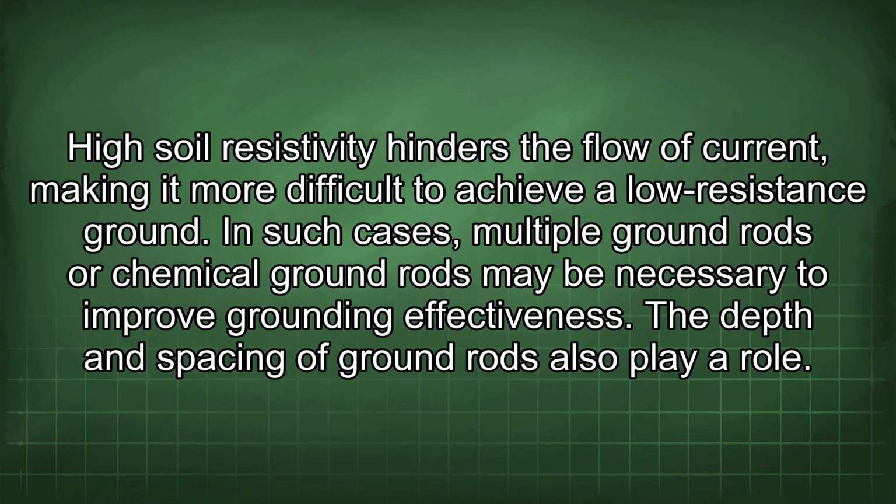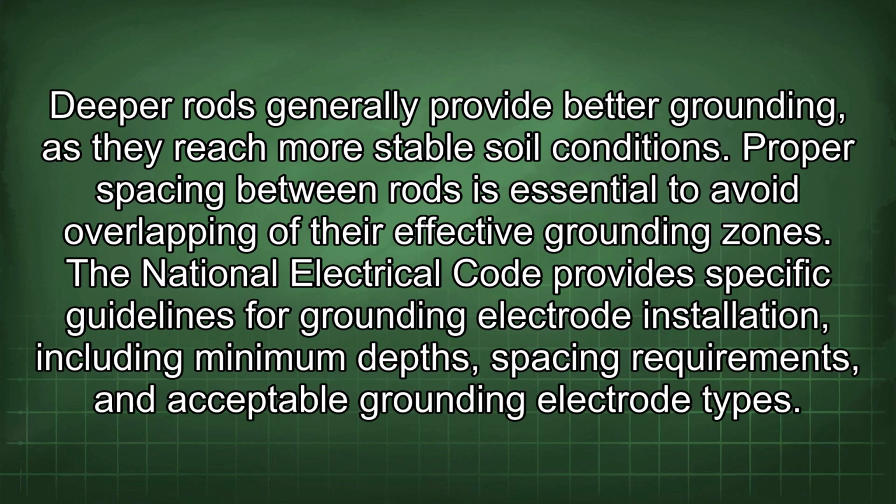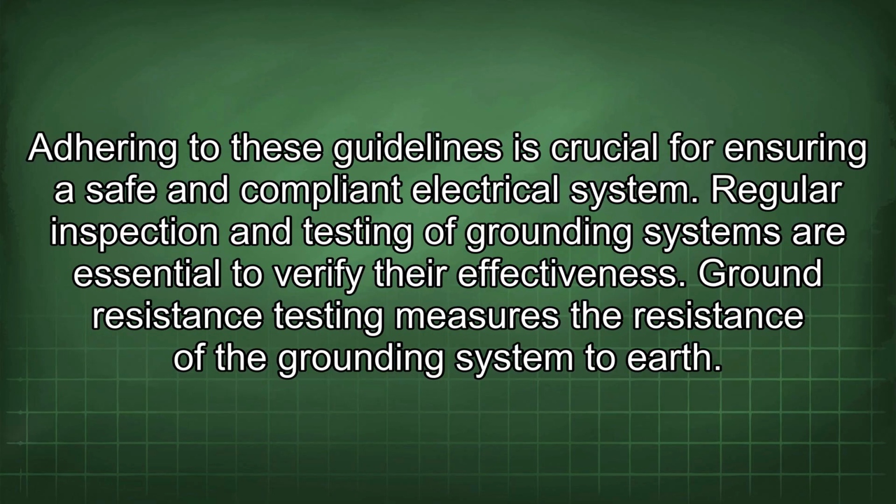The depth and spacing of ground rods also play a role. Deeper rods generally provide better grounding, as they reach more stable soil conditions. Proper spacing between rods is essential to avoid overlapping of their effective grounding zones. The National Electrical Code provides specific guidelines for grounding electrode installation, including minimum depths, spacing requirements, and acceptable grounding electrode types. Adhering to these guidelines is crucial for ensuring a safe and compliant electrical system.